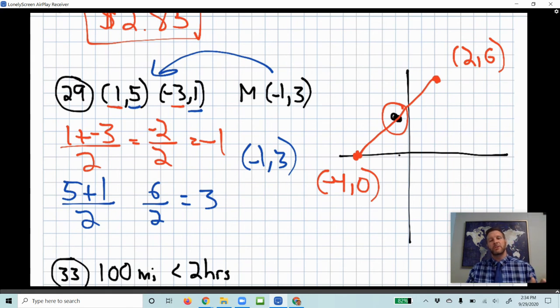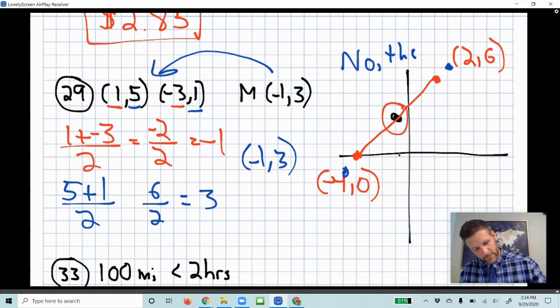Biconditional means it has to be true forward and backwards. It's true forwards. Negative 1, 3 is the midpoint. But if negative 1, 3 is the midpoint, it doesn't have to mean that the other two are the endpoints. As you can see, I could have other endpoints, and I could keep going on forever. There could be endpoints out here. So this is not a true biconditional. No.